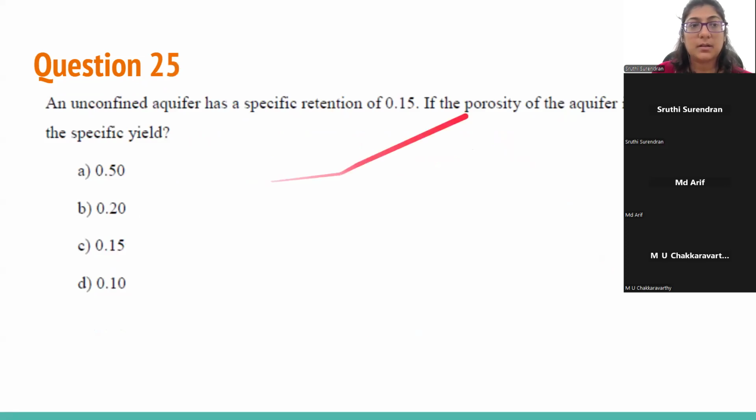Next question. If an unconfined aquifer has a specific retention of 0.15, and if the porosity of the aquifer is 0.35, what will be the specific yield? So you know about the relation between specific retention, specific yield, and porosity. So using that relation, you can find out this answer very easily. Simple matter of addition and subtraction.